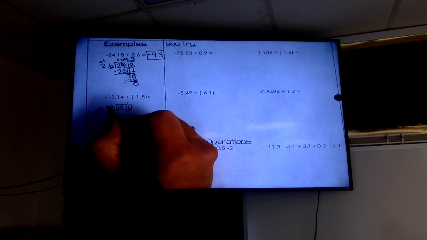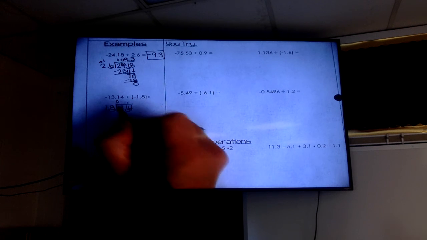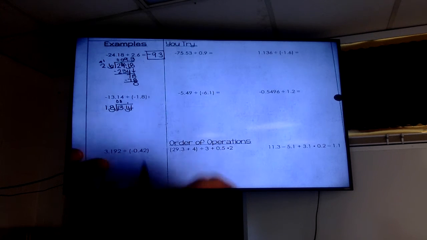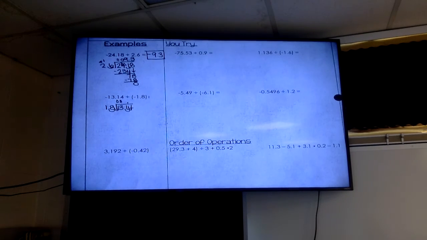So I'm going to divide by 18. 18 does not go into 1. It does not go into 13, but 18 does go into 131. And 18 is close to 20, and I know I'm good at counting by 20s, so I'm going to start there. So I have 20, 40, 60, 80, 100, 120, and then if I did it again, that would be too much. That would be 140, and that's 7 times.